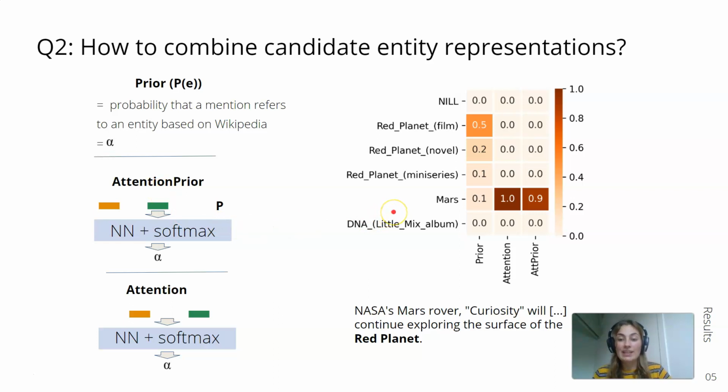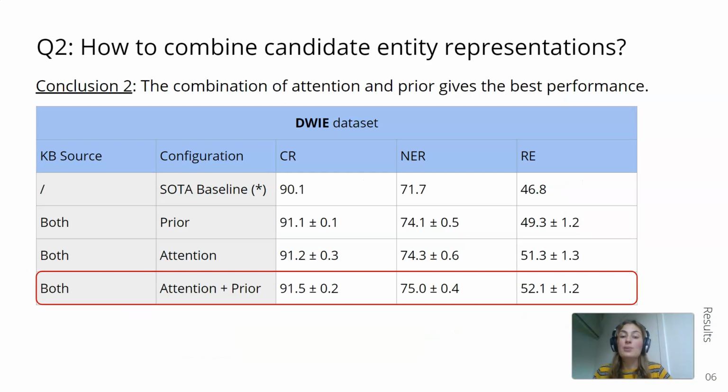The figure on the right is an example of where the prior wrongly links the text span Red Planet to the film, while the sentence, so the local context, clearly talks about the planet, so where attention plus prior can find the correct link. The results prove as well that the combination of attention and prior is the strongest.